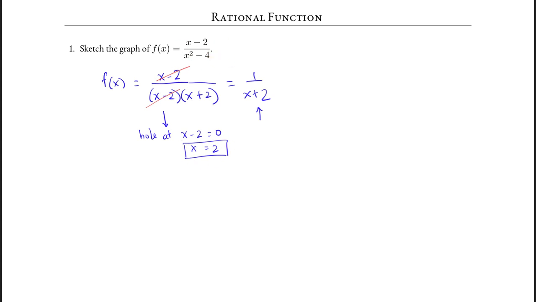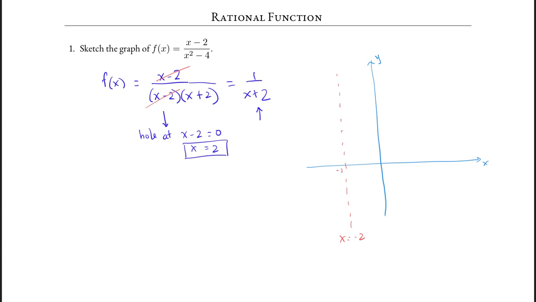And so what do we do with this? We would graph the new function 1 over x plus 2. This function 1 over x plus 2 is not defined when x equals negative 2. And so when x equals negative 2, there is a vertical asymptote.